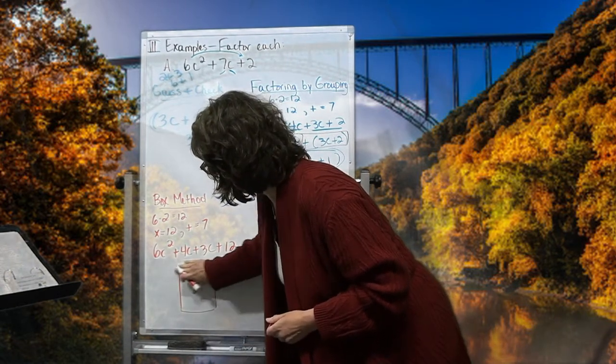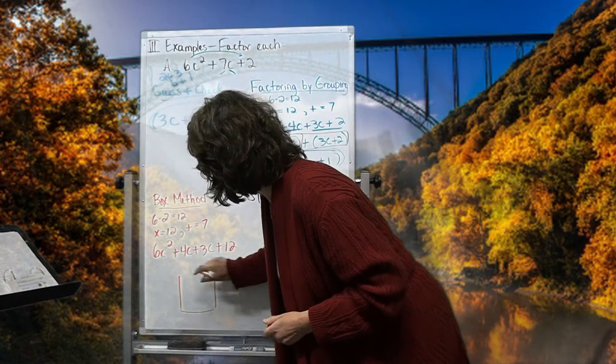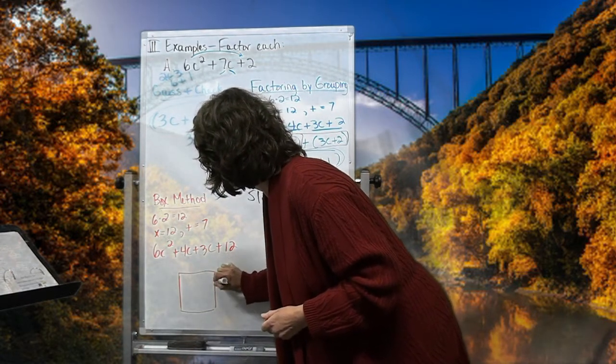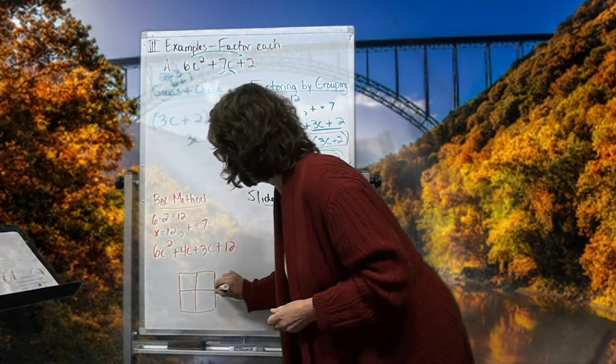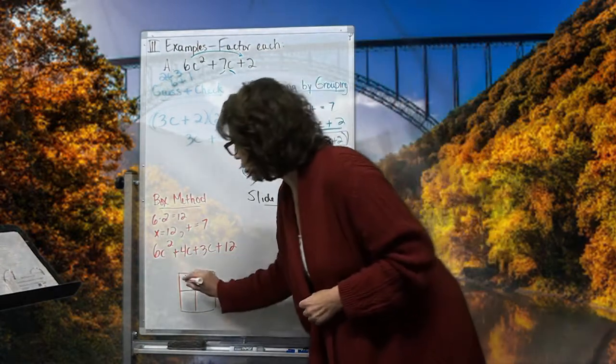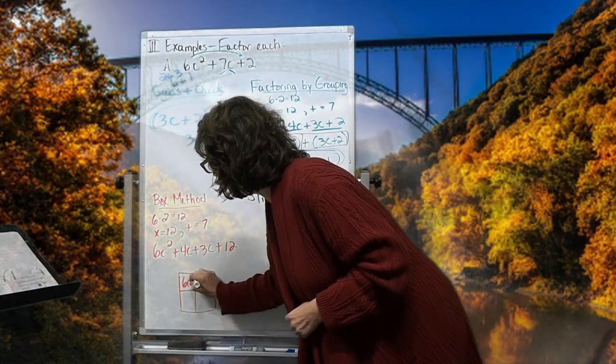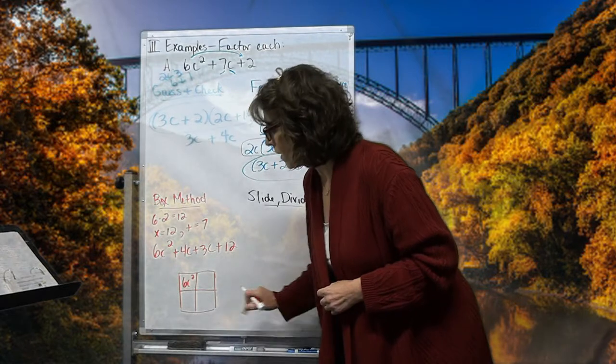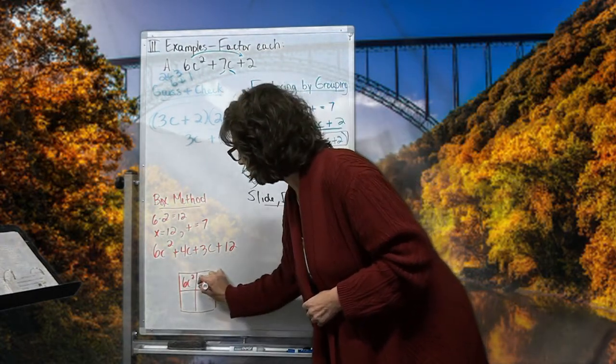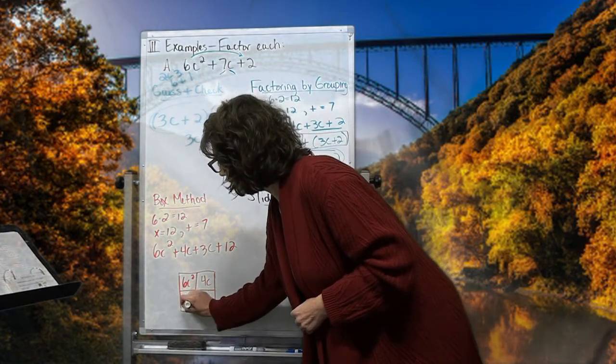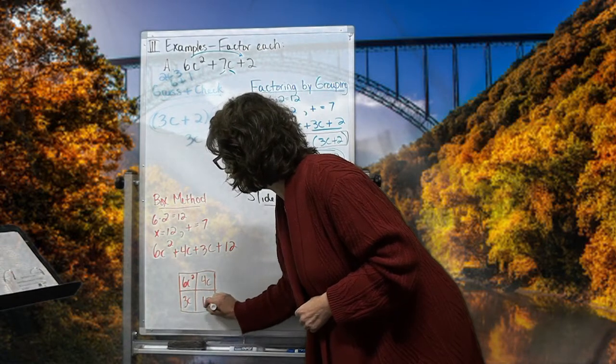Maybe the box is a little too tall here. Let me shrink it down a little bit. There we go. There's my box. So I'm going to put my first term up here in the upper left-hand corner, and then I'm going to snake my way around the box. So my 4c will go here. My 3c will go down here, and my 12 will go here.